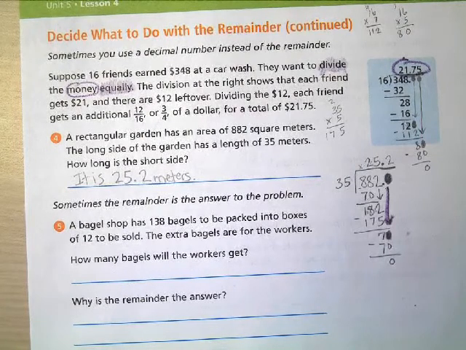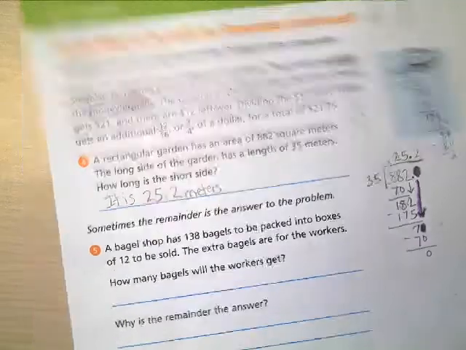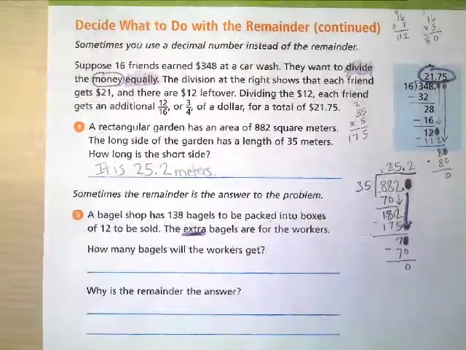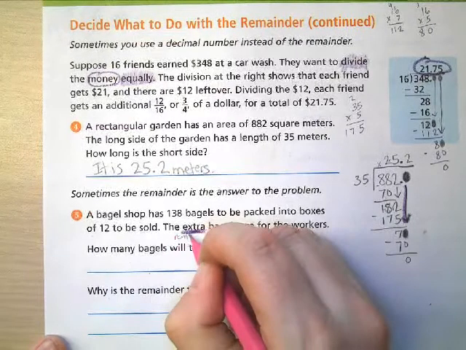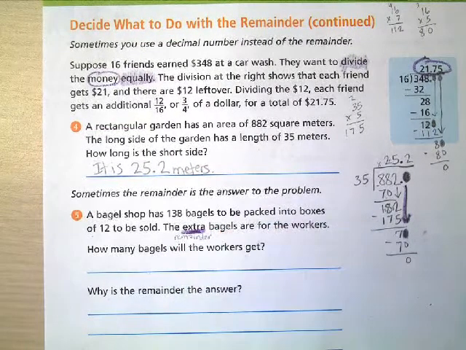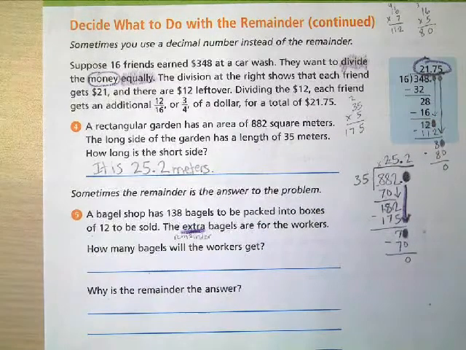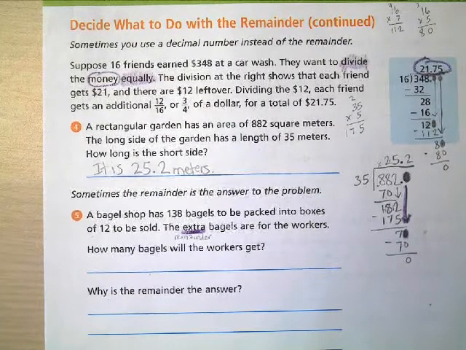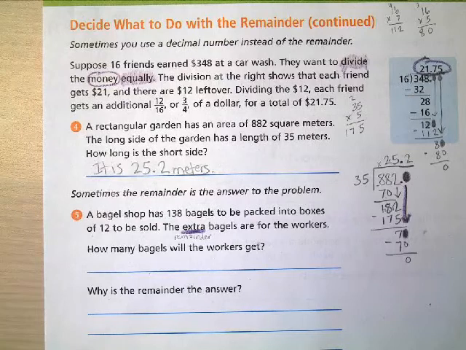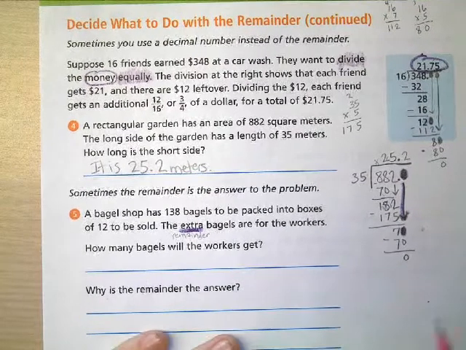Sometimes the remainder is the answer to the problem. Cool. A bagel shop has 138 bagels to be packed into boxes of 12 to be sold. The extra bagels are for the workers. That's cool. So how many bagels will the workers get? So we're looking for the extra, which means the remainder. Please write this on your paper. So I have to do the division in order to know how many there truly are as the extra.